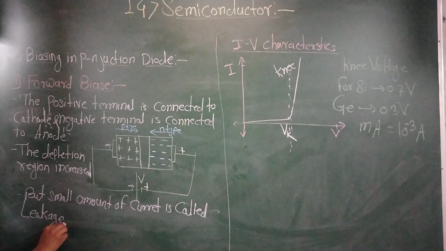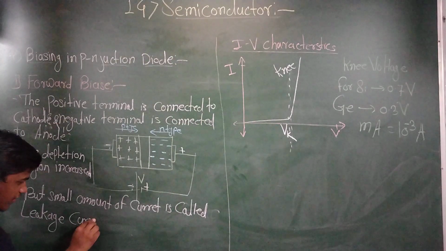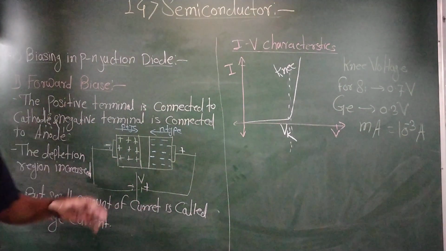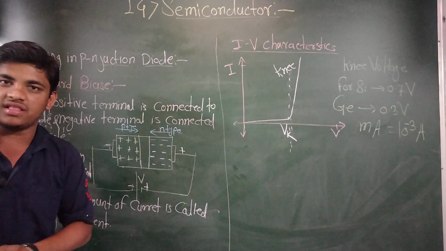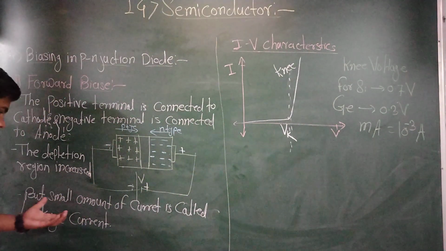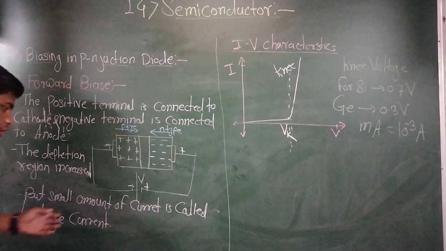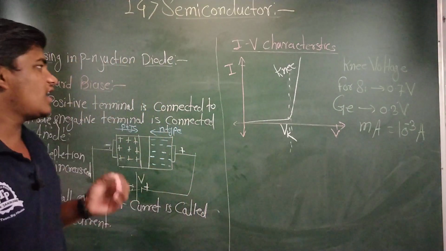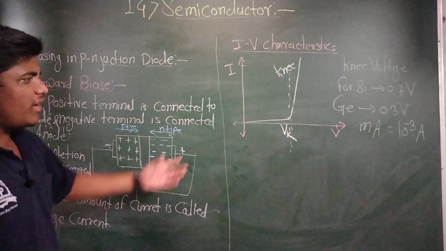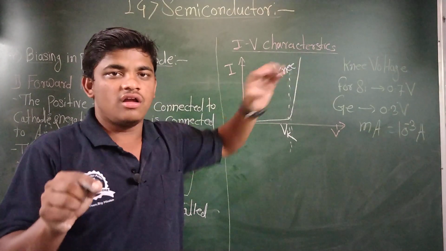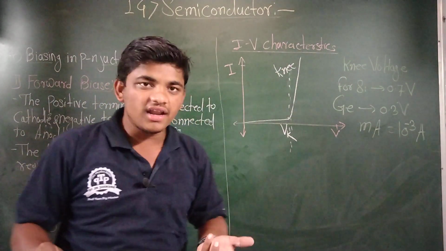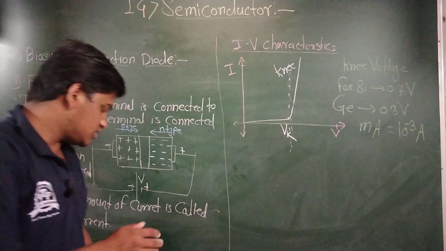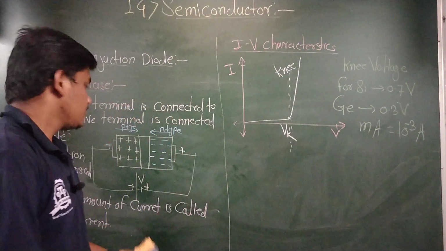Please remember this for the MCQ on leakage current. The definition: when the depletion region increases on applying reverse bias, a small amount of current flows through the circuit, and this small amount of current is called leakage current. What is the knee? The knee is the point at which the current sharply increases in forward biasing. This is called the knee point. This is most important for MCQs asked by examiners.